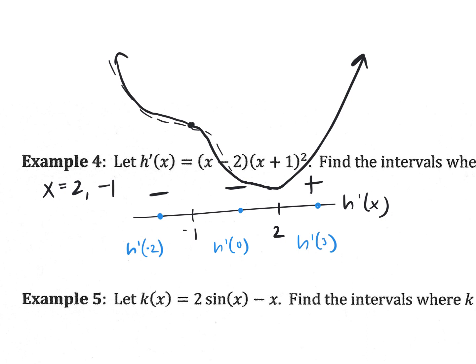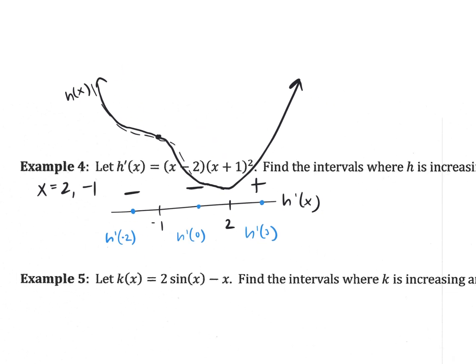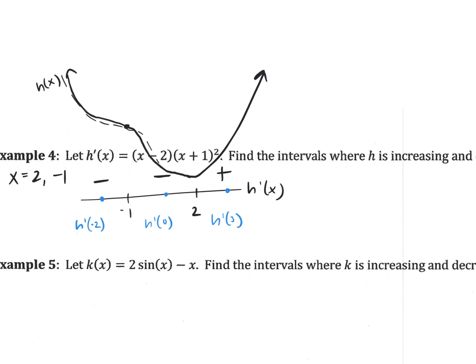This is a sketch of what your h of x function looks like, if you want to draw that on there, just so you have an idea of what this function looks like. And then we can answer the question of when this function is increasing and decreasing with my intervals. We would say h is increasing on the interval from 2 to positive infinity, and h is decreasing on the interval from negative infinity to 2.